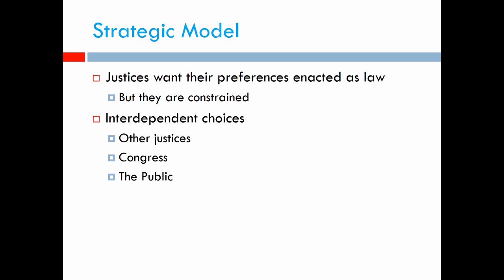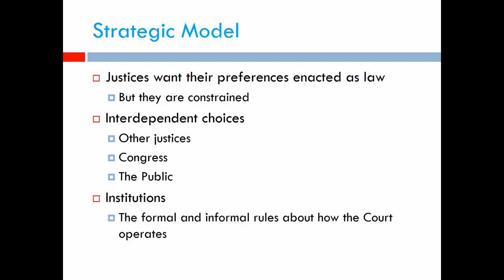Also, institutions matter here. Institutions here refer to the formal and informal rules about how the court operates, right? So if you consider, for example, the informal rule that the Chief Justice speaks first and then they go in order of seniority. If you're the most junior justice on the Supreme Court and you want your preference enacted and you think, oh, I've got this great argument, I'll write this great opinion, by the time they get to you, the other 8 justices have spoken, they might have all made up their minds and you are not in any position to influence policy, right?